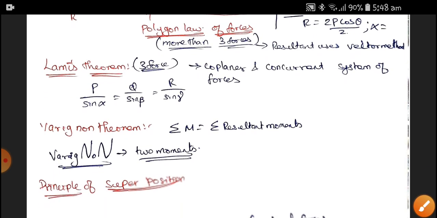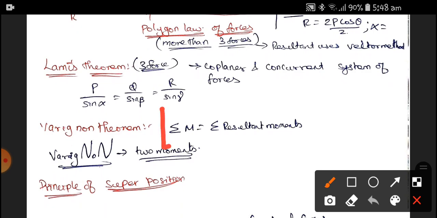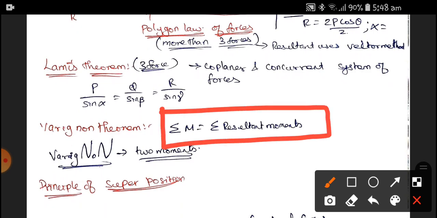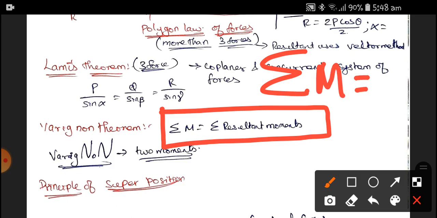Next is Varignon's theorem. Varignon's theorem is always indicated for moments. The sum of individual moments: the moment is equal to m1 plus m2, and so on.